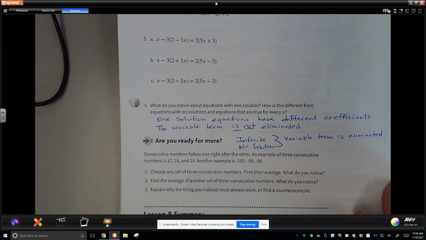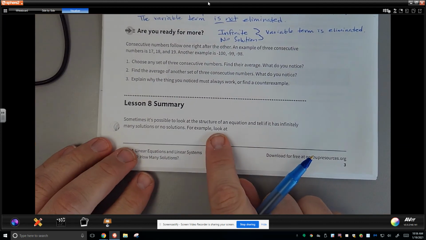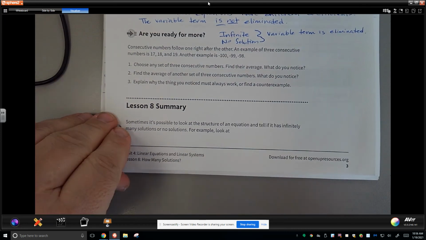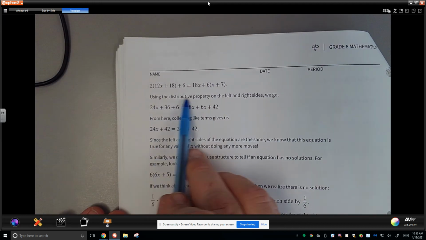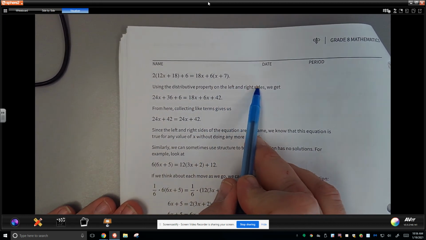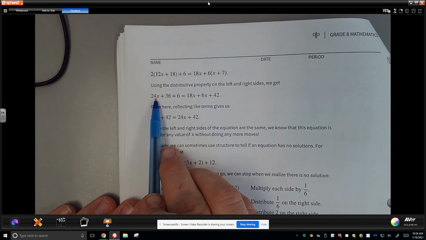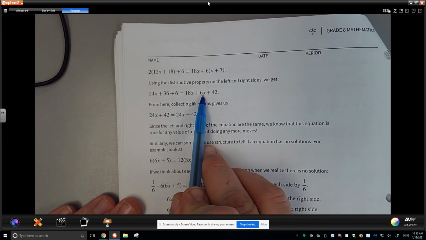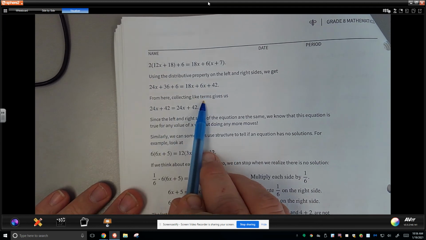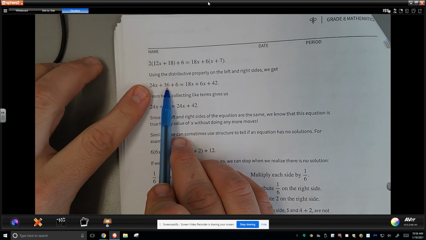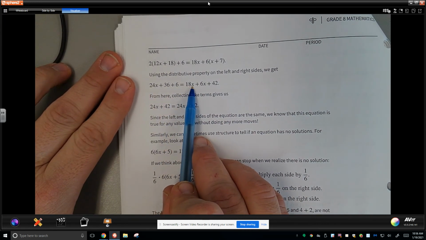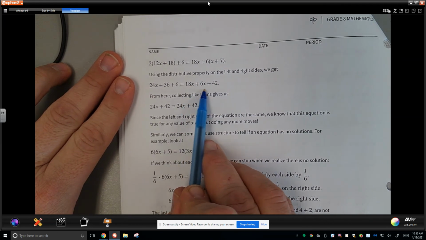I do want to go through the summary with you. It says sometimes it's possible to look at the structure of an equation and tell if it has infinitely many solutions or no solutions. For example, when we look at this equation, we use the distributive property on the left and right sides, and we simplify it to 24 times x plus 36 plus 6 is equal to 18 times x plus 6 times x plus 42. We go and we collect our like terms together, meaning I'm collecting the terms that do not have variables together, or I'm collecting the terms that have the exact same variables together, not mixing the two together.